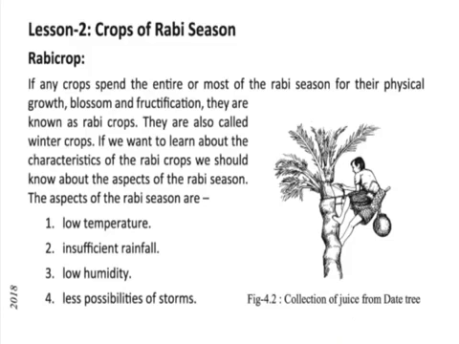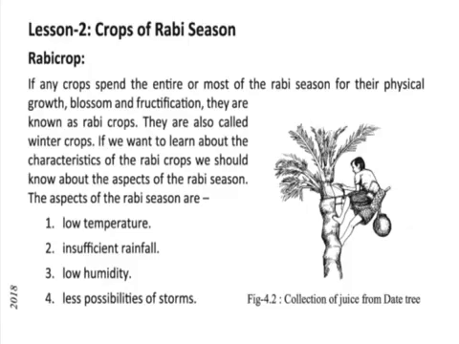Physical means bodily, growth means the process of increasing in size, blossom means the state or period of flowering, and fructification means the process of fructifying. What do you mean by fructifying? It means to make something fruitful or productive.